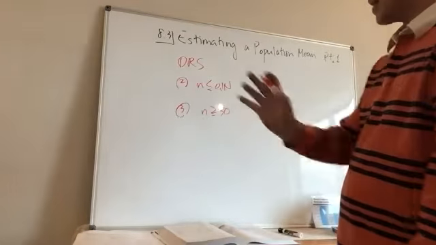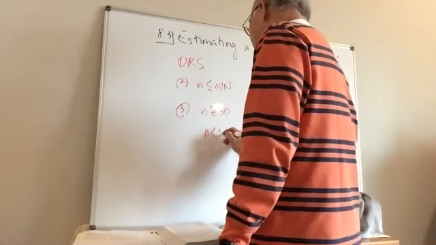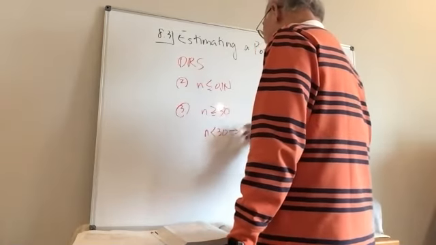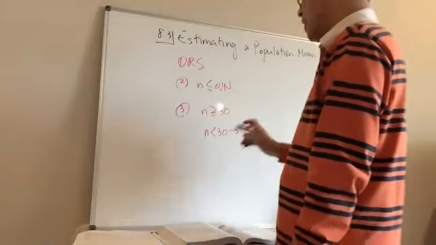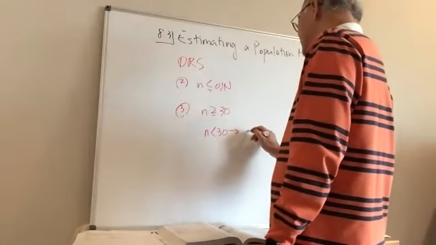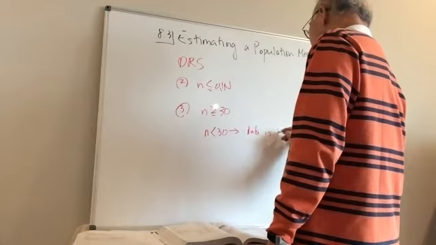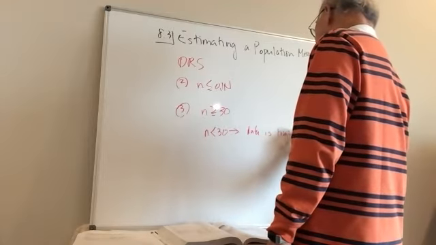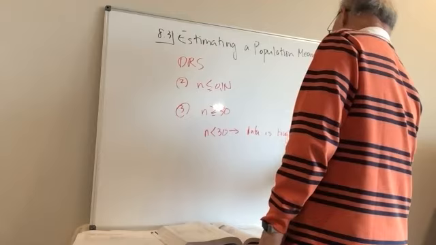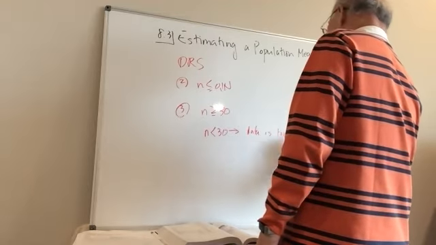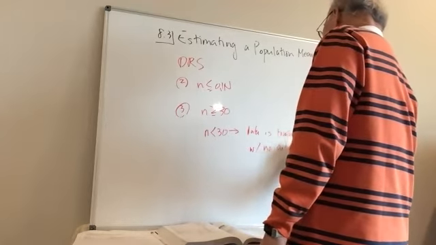Okay, now here's a caveat. Now, if n is less than 30, you can still use the t-distribution as long as the data is roughly symmetric, with no outliers. Okay?